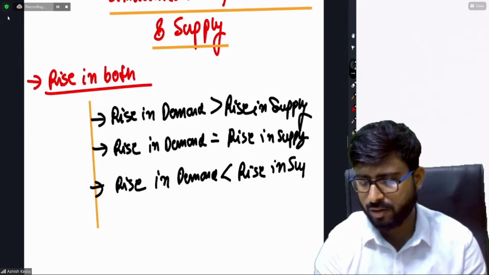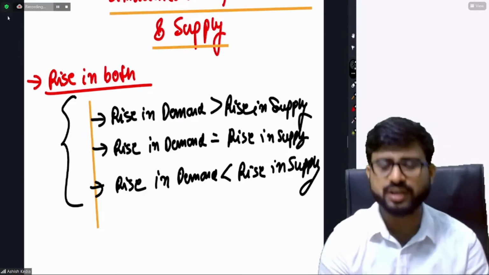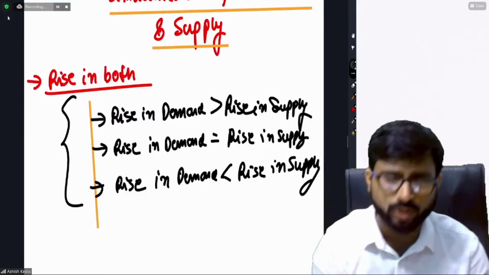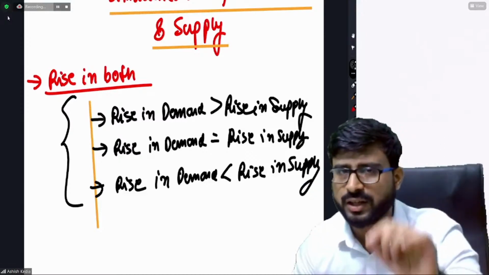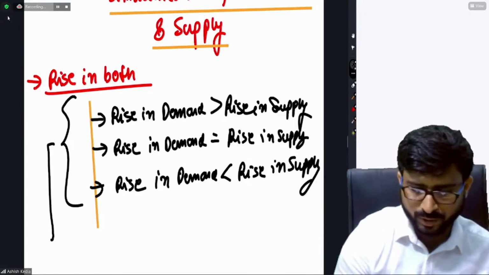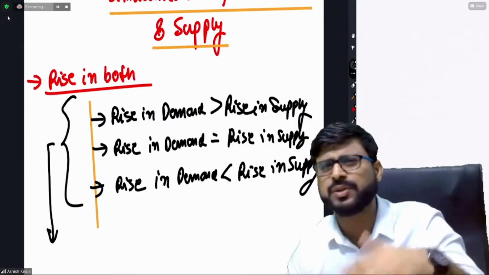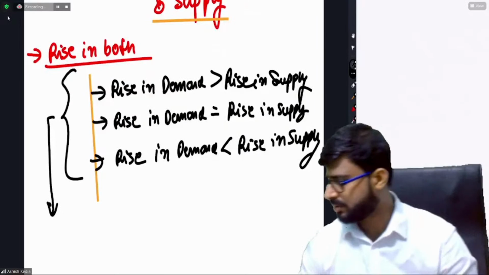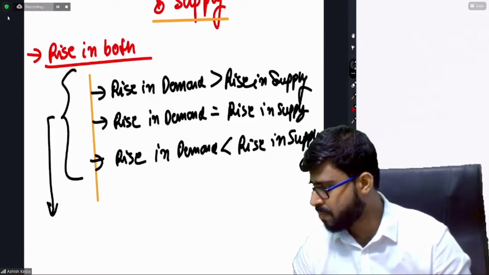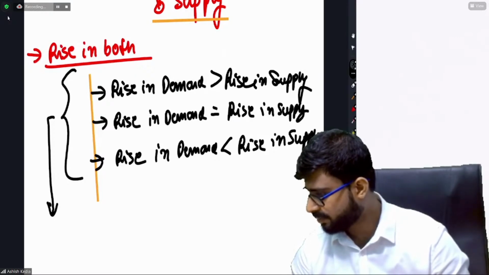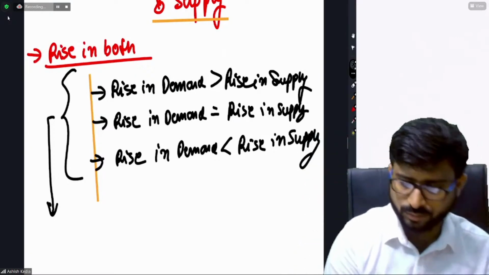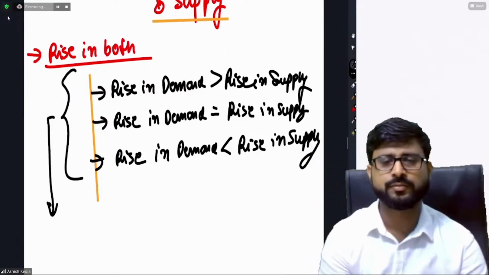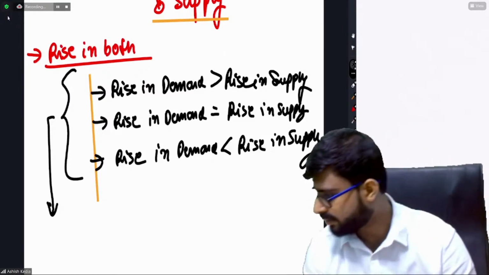Acha guys, one thing is for sure in all these three conditions. What will happen to equilibrium quantity in all these three conditions? Come on, those who answer correctly, they have understood the chapter. What will happen to equilibrium quantity in all these three cases? Price we are yet to understand, but what will happen to equilibrium quantity? Come on, with common sense, please. Correct.